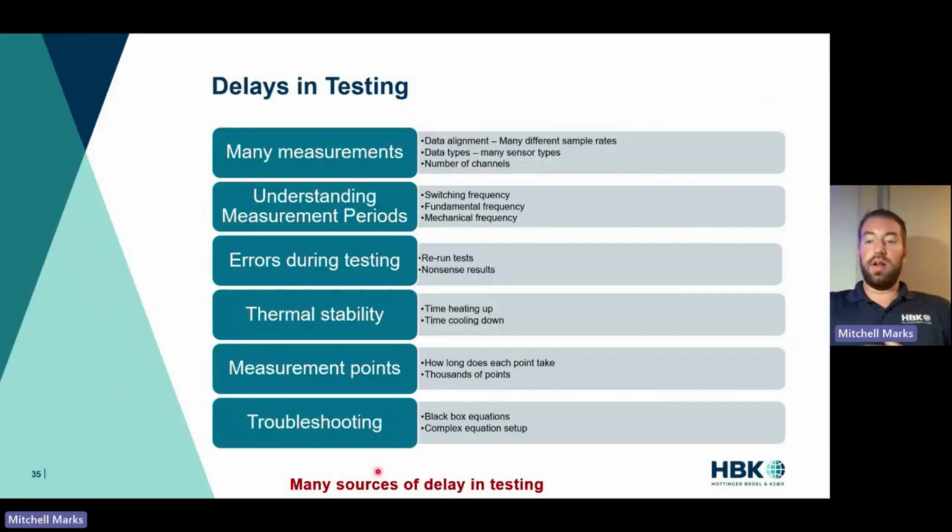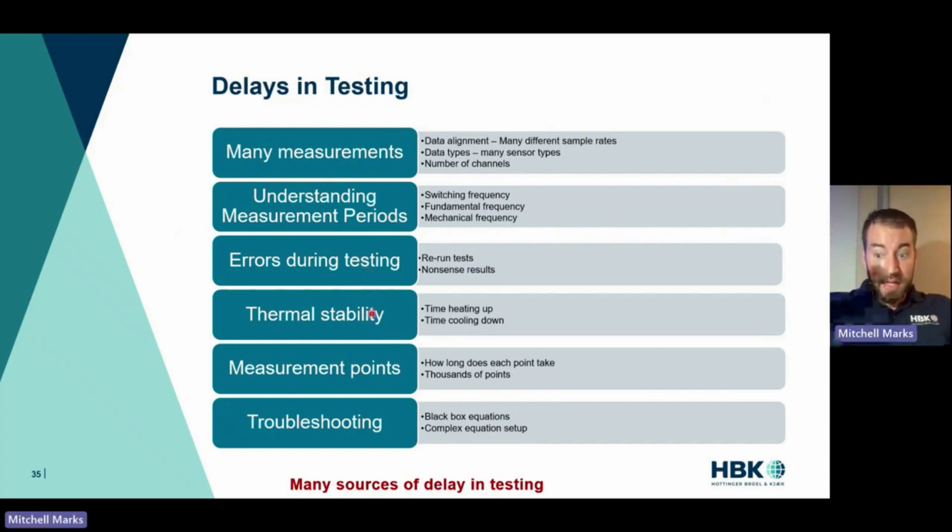So what are some sources of delay? I won't read through all of these points, but you're making a lot of measurements with different data types, different numbers of channels, different alignments, and this is taking time to process. I've talked about cycle-based measurement. If you start measuring on weird periods for different instruments, you start seeing wrong results. If you start filtering poorly, you start seeing wrong results, and you end up ghost hunting because of your instrumentation. If you set a filter wrong, you might need to rerun tests.